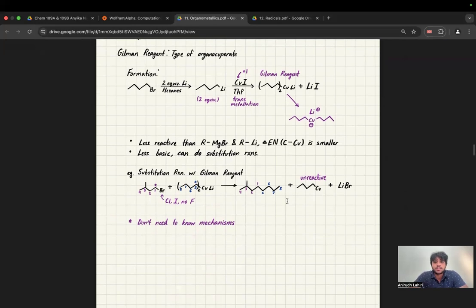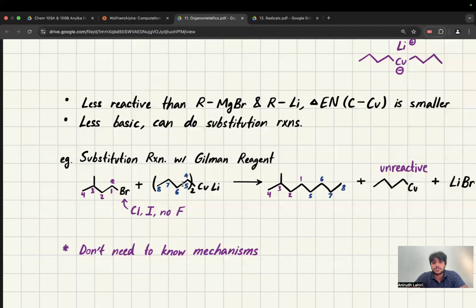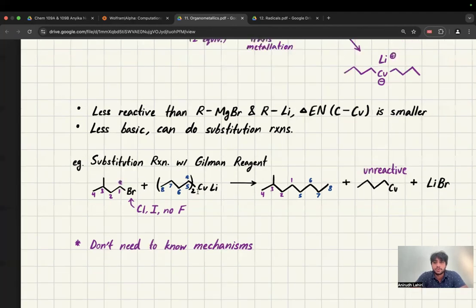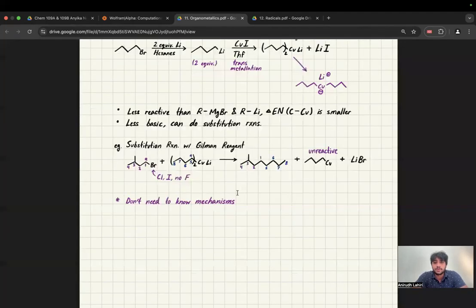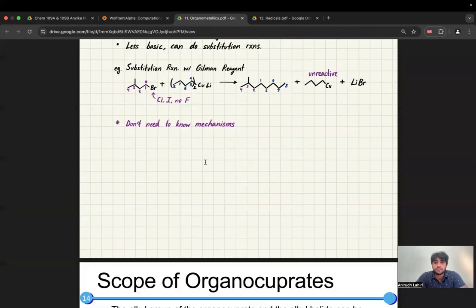Okay, substitution reactions with the Gilman reagent are exactly what you would expect. Make sure that the carbons in here, 1, 2, 3, 4, are the number of carbons you add, and 5, 6, 7, 8. CuLi outside: we need 2 equivalents, or we need a subscript 2. That's very important too. This is unreactive. We don't need to know these mechanisms. For the purposes of predicting products, you just treat it as a minus.